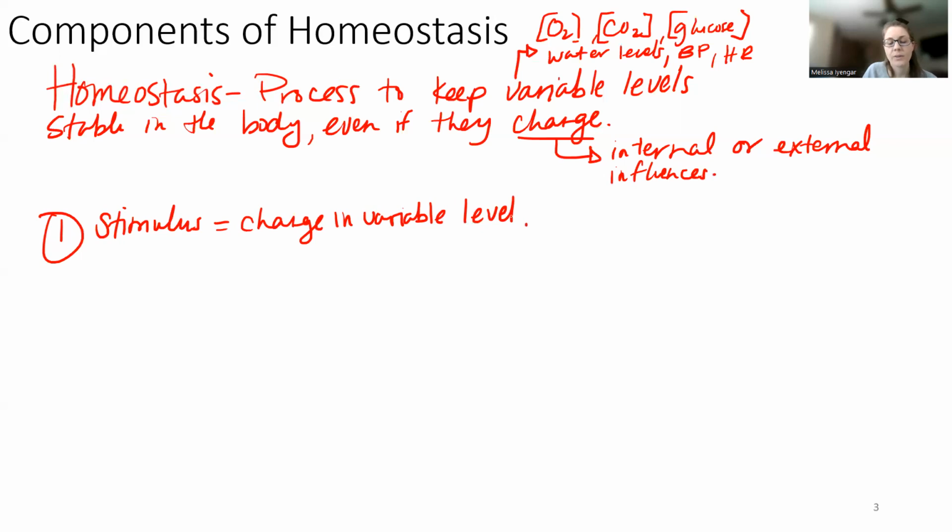Okay, the body has variable level set points. So it has a range for each variable level. And the stimulus is basically going too high or too low above the range for a variable. So you want to think about this as an increase or decrease in variable levels.